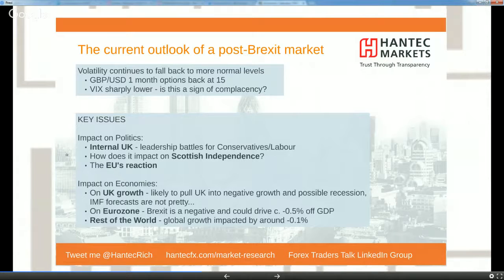Impact on Scottish independence. What are we looking at in terms of whether the Scottish nationalists will now push for another independence referendum? It's highly likely that they will. Whether they would be granted another independence referendum is another point. I think it probably depends on what the polling data suggests. However, would the whole of the UK actually be ripped apart?